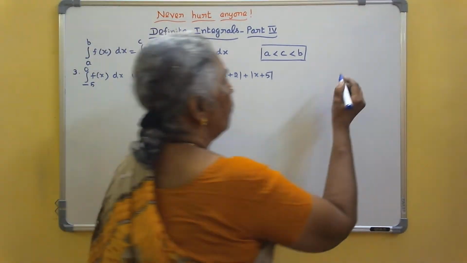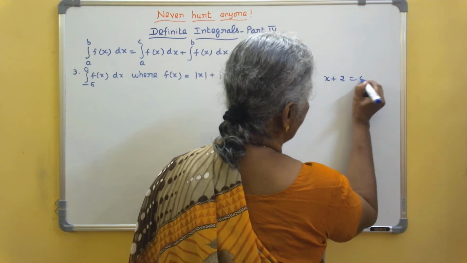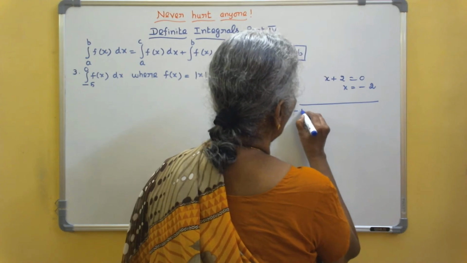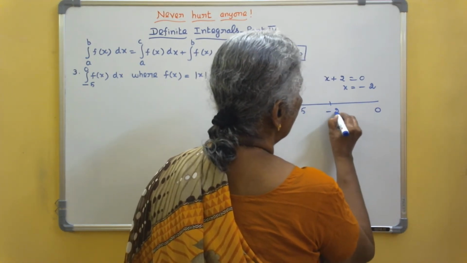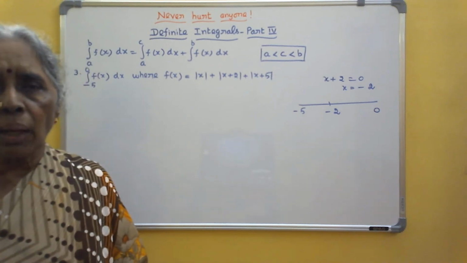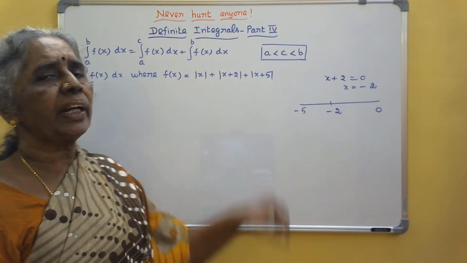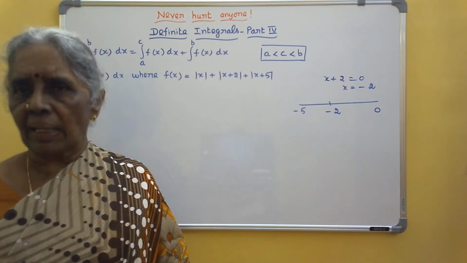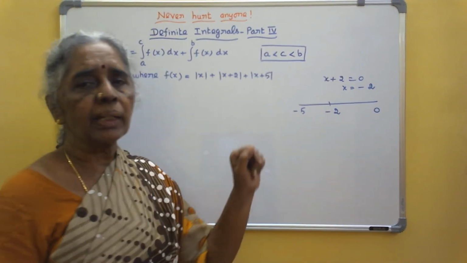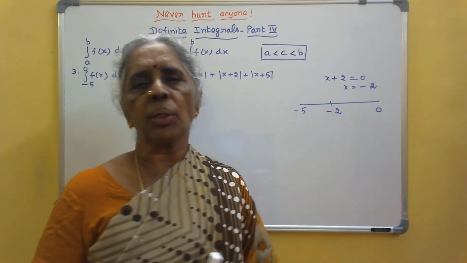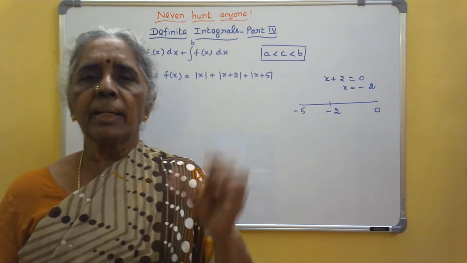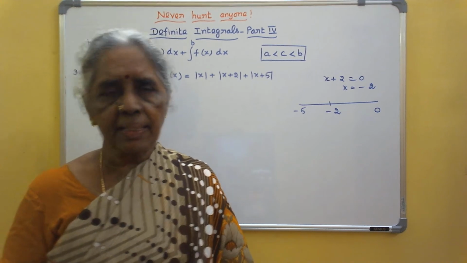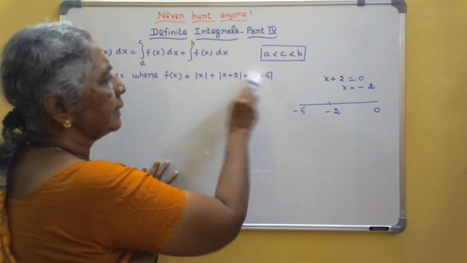So now if mod x plus 2, that part is 0, I get x is equal to minus 2. That means here I have minus 5, here I have 0, here I have minus 2. So now, even though it consists of three modulus functions, I am getting only two intervals, right? That is minus 5 to minus 2 and minus 2 to 0. Now, for each interval, I have to get what is my f of x considering all these things.